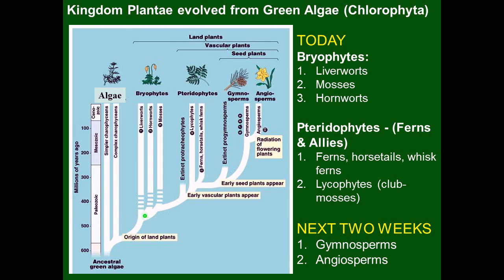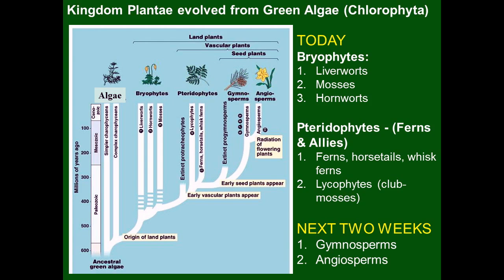Then we have our liverworts, hornworts, and mosses, and those are under the Bryophytes, and those still exist today. And then as we work our way up, we have an extinct group called the Protracheophytes, and they're not quite vascular, but then we have vascular plants that use vessels to transport nutrients throughout the body. And those are the Leucophytes, and then the ferns, horsetails, and whisk ferns. As we work our way over, we can see gymnosperms and angiosperms, which we'll be discussing later.